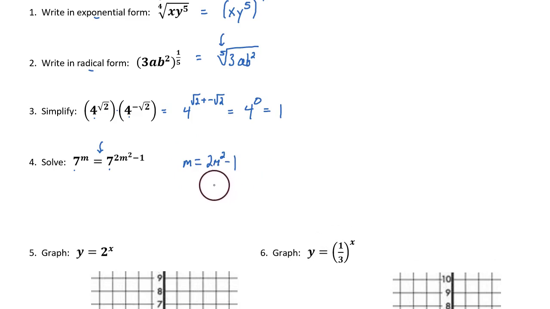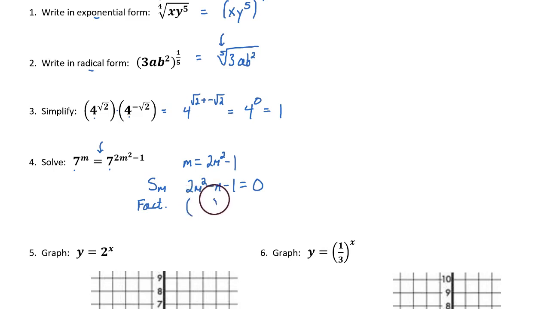Well, this is a quadratic equation because of the highest degree 2, and we know that you solve a quadratic by making standard form. So subtract the m to get a 0. 2m squared minus m minus 1 is equal to 0. Now we can solve this using the quadratic formula, using factoring, or whatever way will work. I'm going to try factoring.